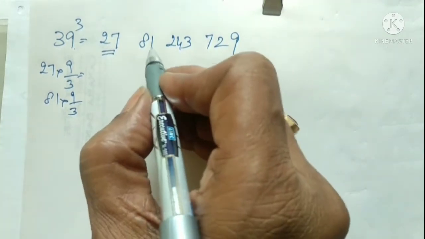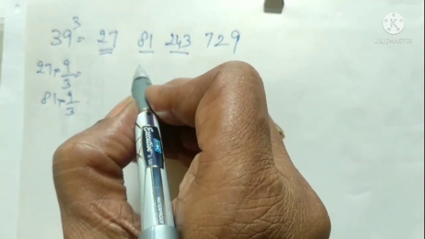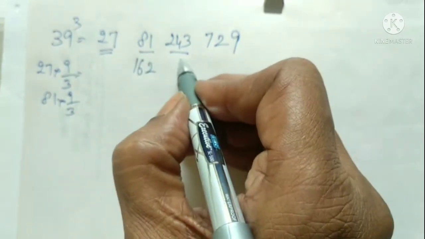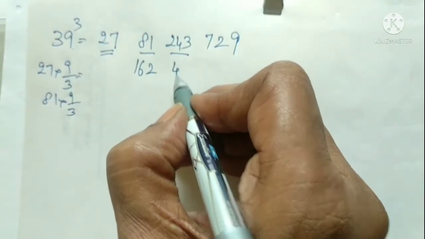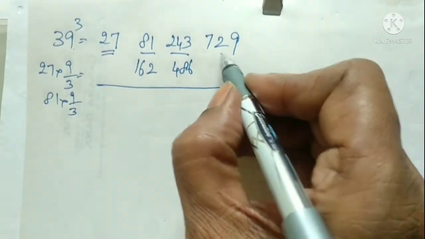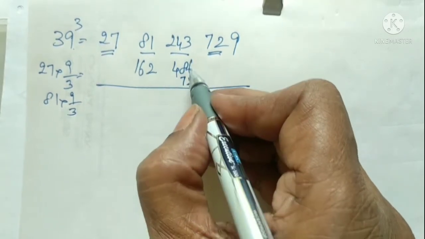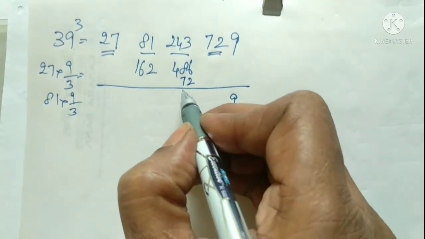Now, we have to double these two digits. 81 times 2 is 162. 243 times 2 means 486. Now let us add. Add only 9. This is 72. We have to add here. 3 plus 9, 9 plus 2, 11.